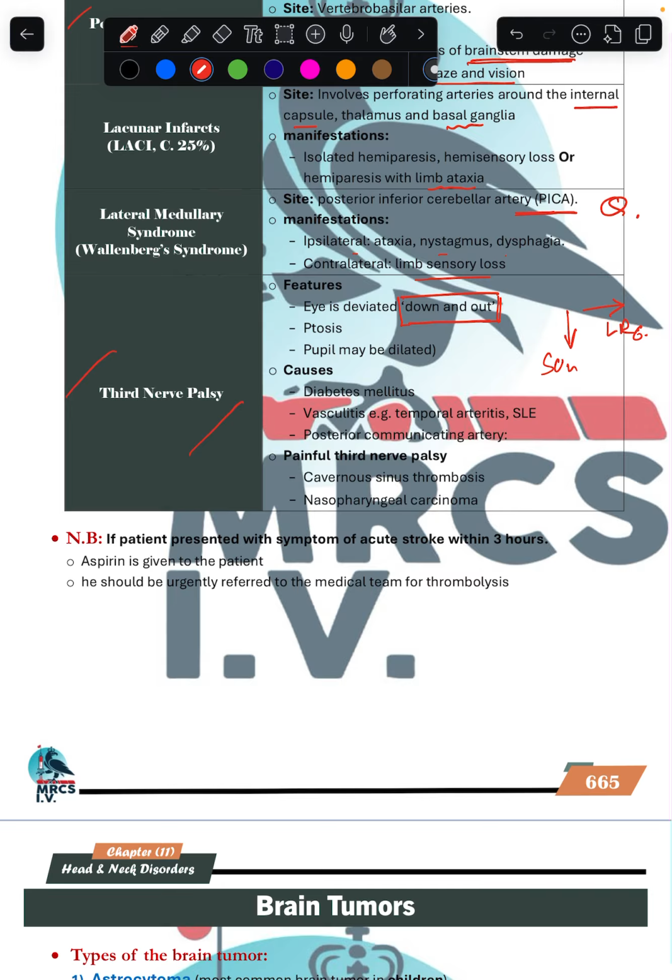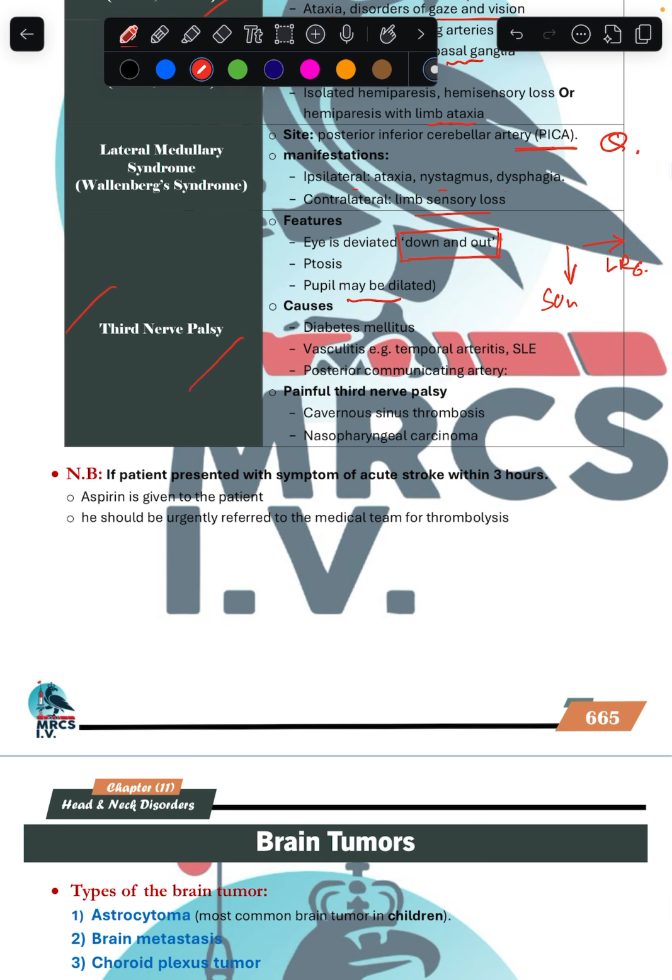Ptosis is there, as the levator palpebrae muscle is supplied by the third nerve, so ptosis, and pupils are dilated. So unopposed, this is just like a sympathetic mydriasis, dilation of the pupil. When does it happen? Diabetes mellitus, vasculitis, temporal arteritis, systemic lupus, posterior communicating artery. Painful third nerve palsy: whenever the third nerve is passing through the cavernous sinus, when a thrombus is there, that's why it is painful. Also nasopharyngeal carcinomas.